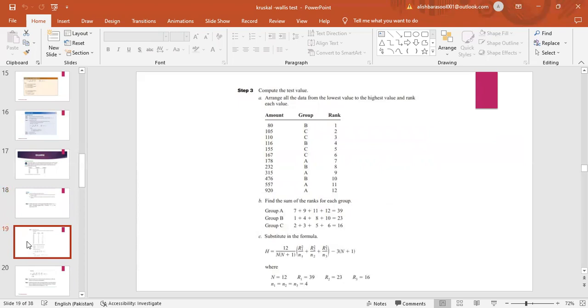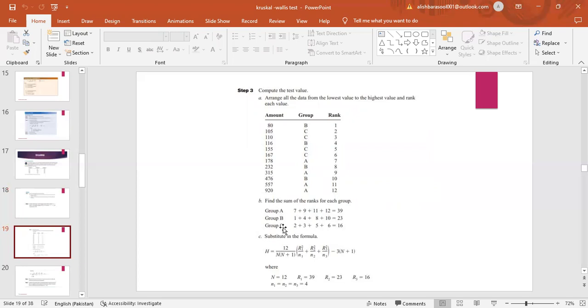Step 3 is compute the test value. Arrange the data from the lowest value to the highest value and rank each value. Find the sum of ranks for each group. Group A. The data is ranked from the lowest to the highest value in this. Then the ranks are given to the data. Then we will find the sum of ranks for each group.